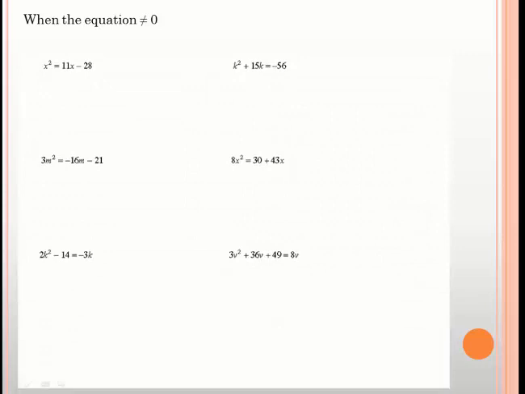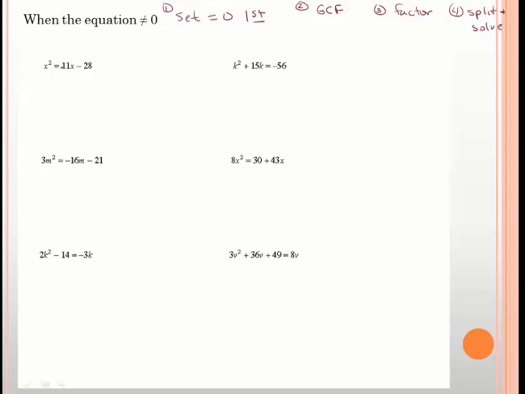Okay, if the equation does not equal 0 and you need to factor it, we need to set it equal to 0 first. That is absolutely important. So the first step is this. The second step is to factor out a GCF. The third step is to factor further and then split and solve.